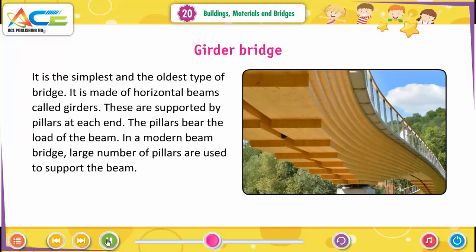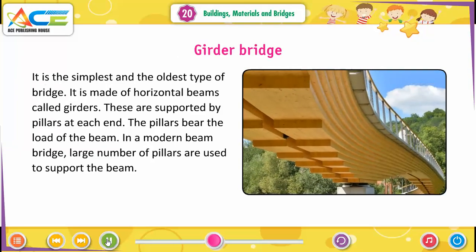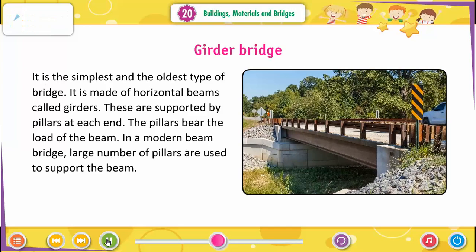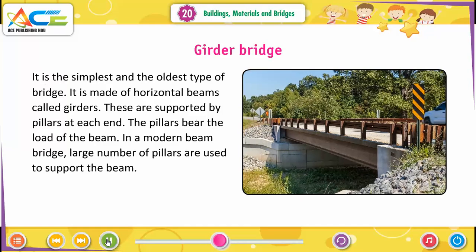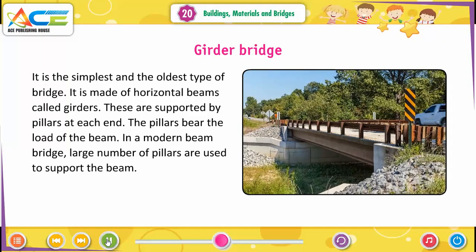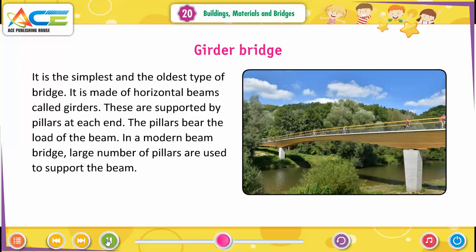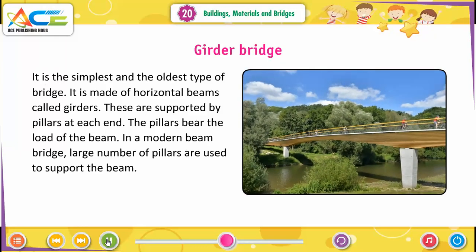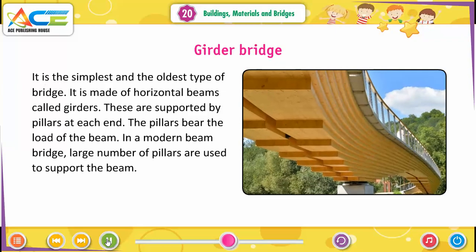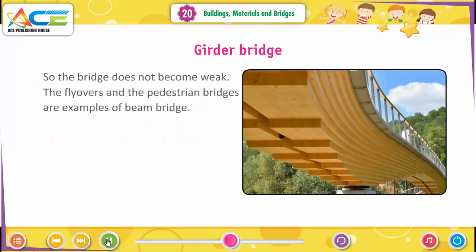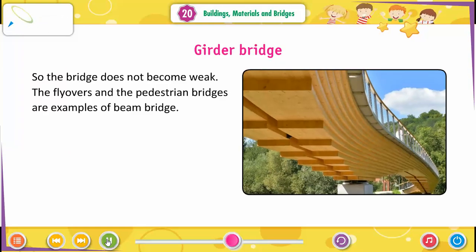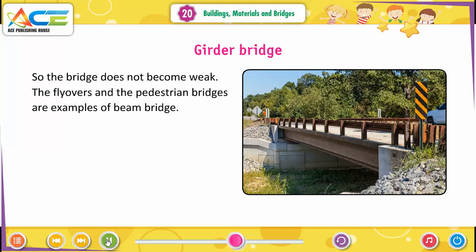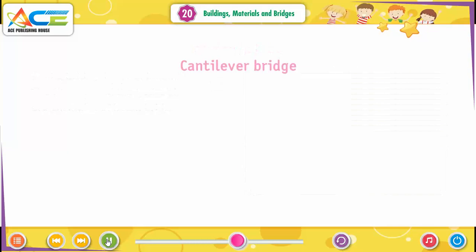Girder bridge. It is the simplest and the oldest type of bridge. It is made of horizontal beams called girders. These are supported by pillars at each end. The pillars bear the load of the beam. In a modern beam bridge, a large number of pillars are used to support the beam. So, the bridge does not become weak. The flyovers and the pedestrian bridges are examples of beam bridge.